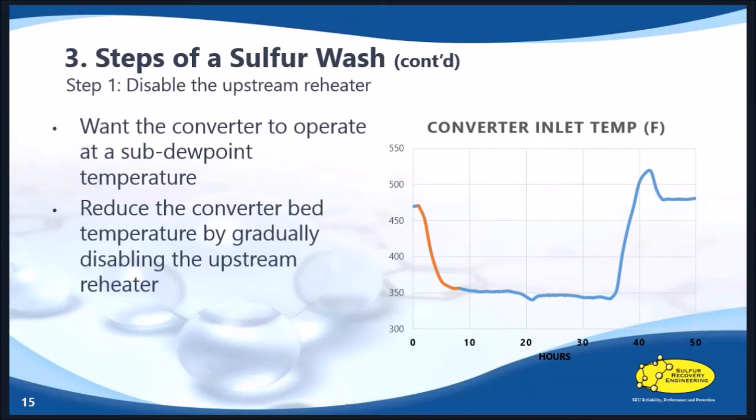The x-axis is in hours, 0 being the time that we're starting the sulfur wash. And this is the converter inlet temperature, so the thermocouple downstream of the reheater. This is the process gas going to the first converter in this example that we've got from our client. And we see here that within the hour, while following some guidelines, they were able to reduce their temperature and get ready for step number 2.